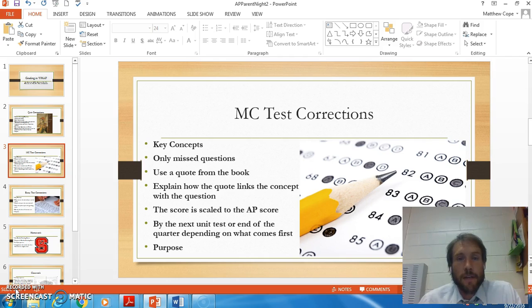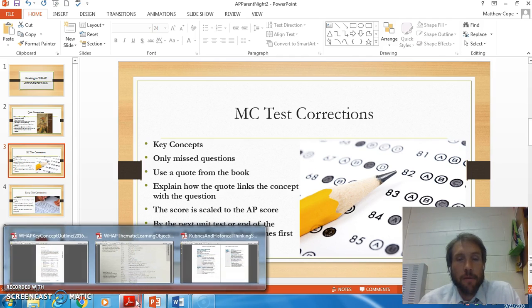The next topic that I'd like to talk to you about is how we go about doing multiple choice test corrections. Very similar to the quiz corrections, but slightly different. These will be linked to the key concepts in the course, and you'll find the key concepts by going to the same General Documents folder that I showed you earlier.